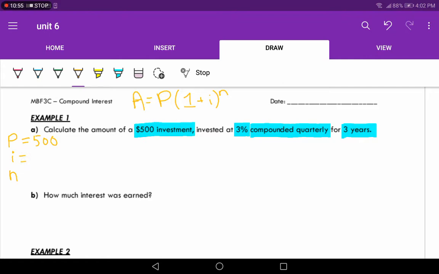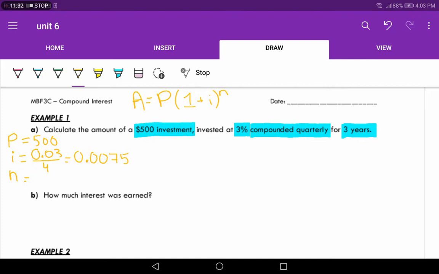Okay, I and N, we have to do a bit more work, right? So I, remember, is the interest rate per compounding period. So I have to first convert to a decimal, and then I have to divide by the amount of periods. So because it's quarterly, I'm going to divide by 4. That means my interest rate per compounding period is 0.0075. You're going to want to take quite a few decimal places here, right? If not, we would have just rounded this to 0, and that's not going to help us. We need a couple decimal places there for sure.